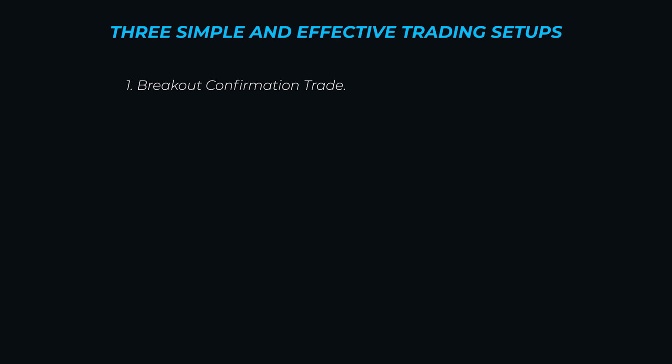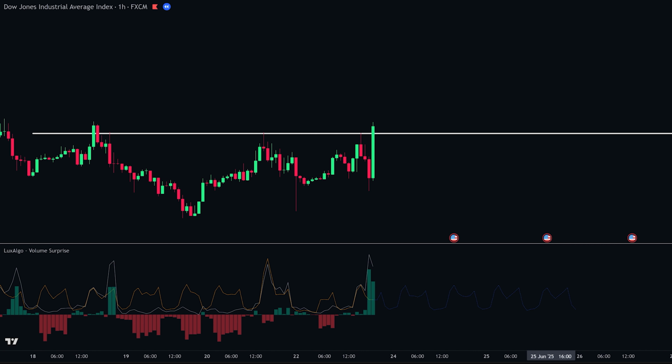The first setup focuses on confirming real breakouts using the Volume Surprise Indicator. For a buy trade, start by identifying a market that's consolidating below a clear resistance zone or forming a tight range. Most traders enter breakouts blindly, but with this tool, you can filter out fake ones.